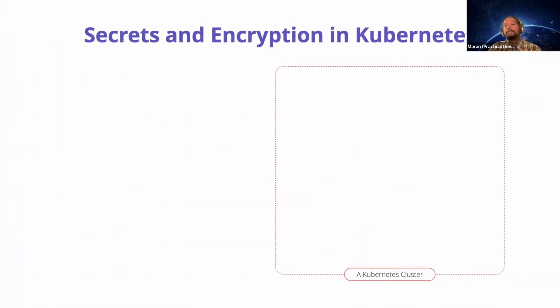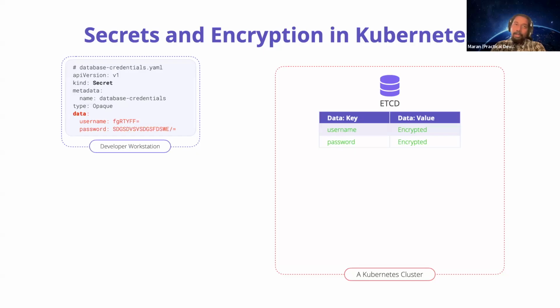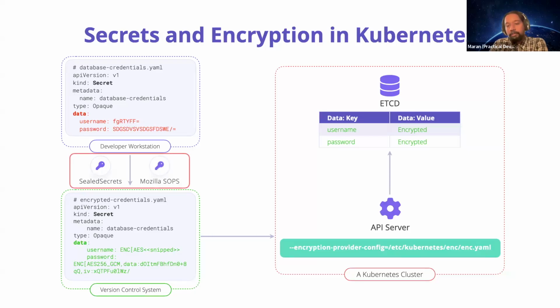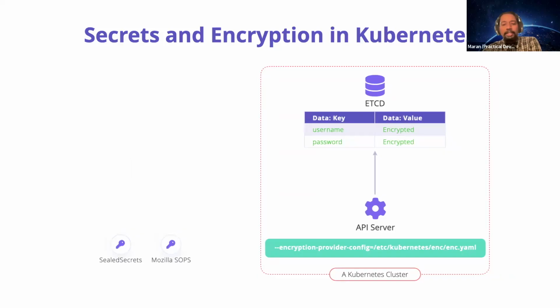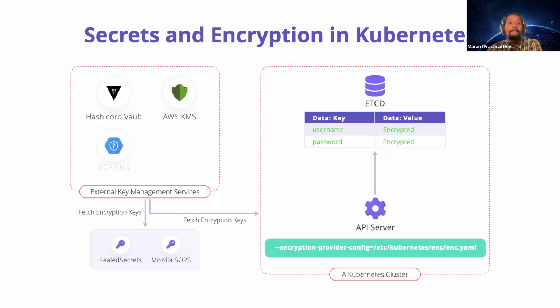Let's quickly take a look at how encryption and decryption behave, like a quick recap, right? So here we have the etcd data store encrypted with encryption configuration. And we also have the version control system encrypted either by using sealed secrets or by using Mozilla SOPS, right? This is what we've seen so far. And if you take a look at this, these two solutions, sealed secrets and Mozilla SOPS, also require external keys to be maintained. You can choose to get those keys from external key management services like HashiCorp Vault, Azure, or one of those providers.